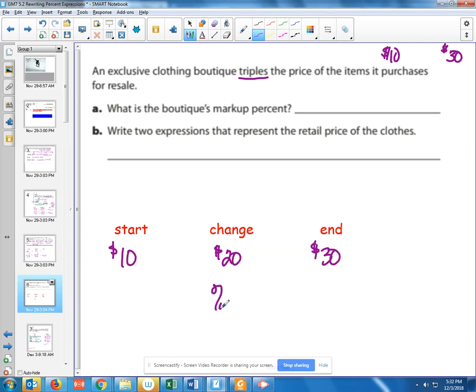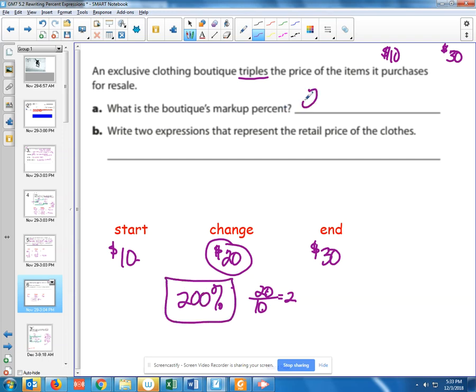What is this percent of the change? You take how much did it change divided by the starting amount. 20 over 10 equals 2, as a percent, that's 200%. That is the boutique's markup.